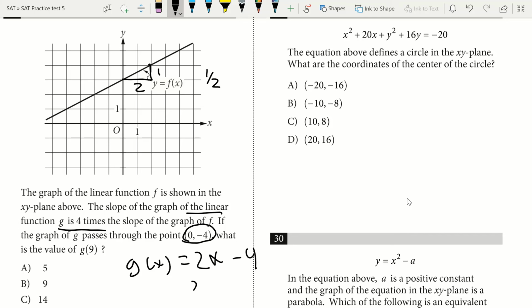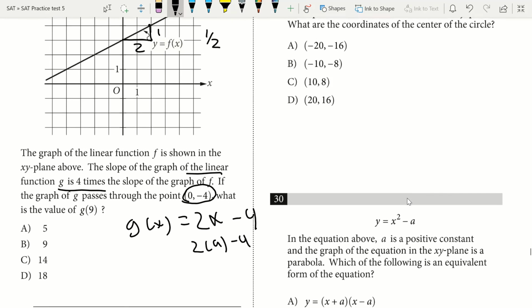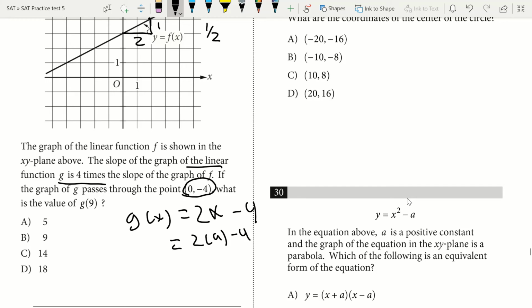What's the value of g of 9? That's going to be 2 times 9 minus 4. I know that 2 times 9 is equal to 18, and I know 18 minus 4 is equal to 14. My answer is going to be 14, C.